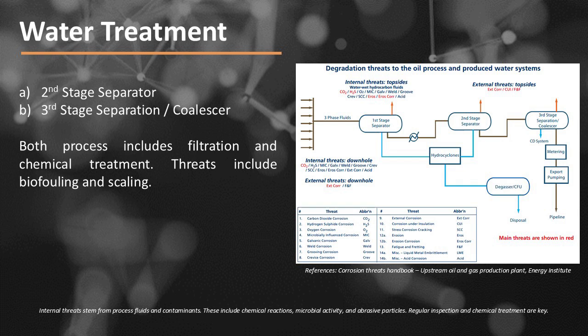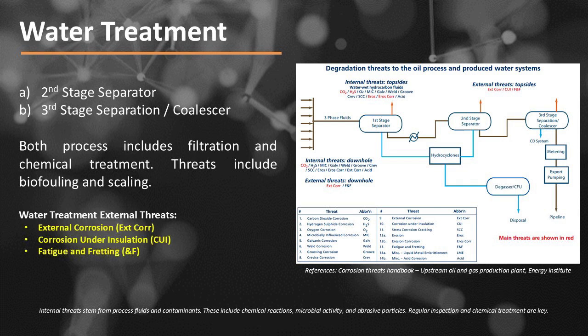Number 4 is internal threats from process fluids and contaminants. These include chemical reactions between treatment chemicals and process fluids, which can lead to corrosion or fouling; microbial activity, especially in stagnant zones, leading to microbially influenced corrosion; and abrasive particles, sand or solids that can erode internal surfaces, especially in high-velocity areas.